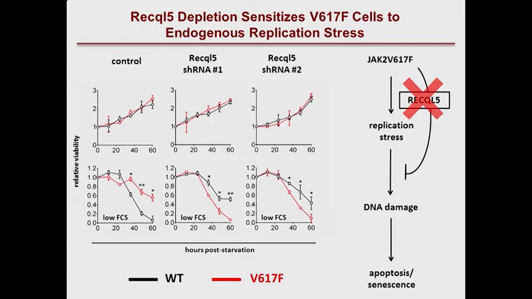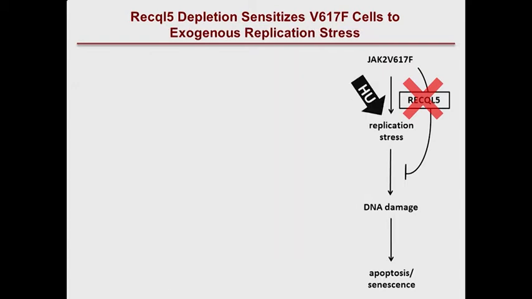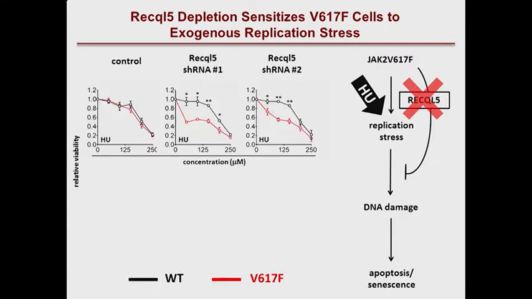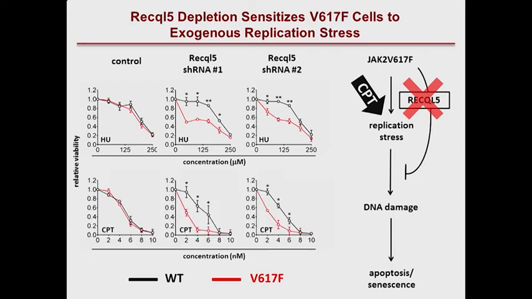We then went on to interrogate exogenous replication stress using various pharmacological inducers of replication stress. The obvious example to start with here was hydroxyurea, which is the most common treatment we use in the clinic for MPN, but of course is not preferential and inhibits wild-type and mutant cells equally. So again, we did our shRNA knockdown and looked at our proliferation assays, and in the context of treatment with hydroxyurea, we saw a preferential effect on VF cells as compared to wild-type cells. We also saw this for camptothecin, another known inducer of replication stress.